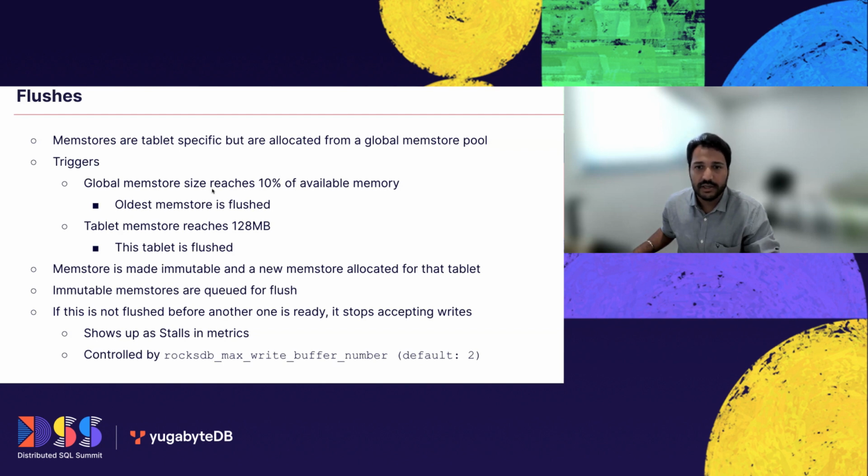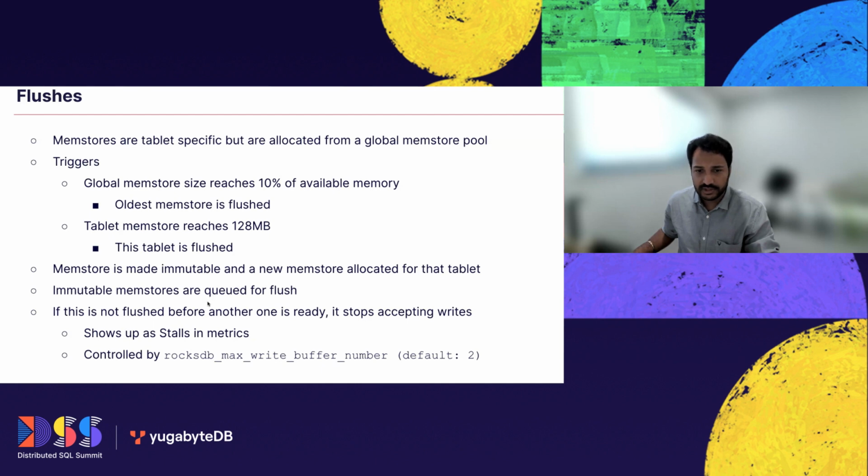And Yugabyte does that to avoid using a lot of your system's available memory. So we cap it at 10%. Or, if a particular tablet's memstore reaches 128 MB, this particular tablet is flushed. Now this 128 MB is configurable. You can increase or decrease that threshold, but this is when that particular memstore is flushed. Every time a memstore is flushed, it's made immutable. A new one is allocated, queued for the flush, and then flushed into SST files.